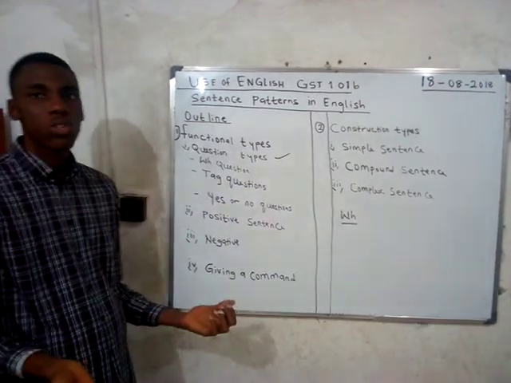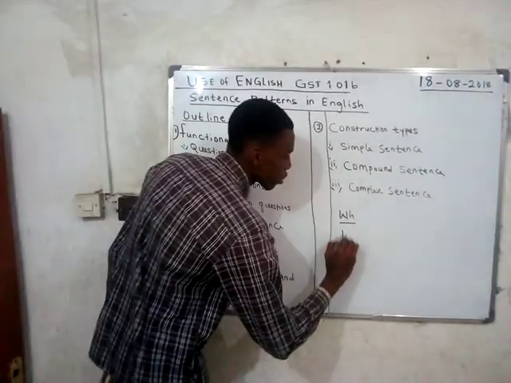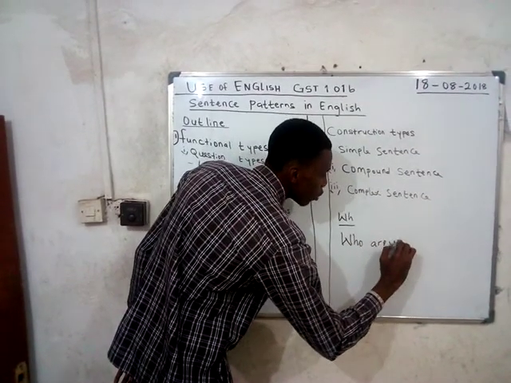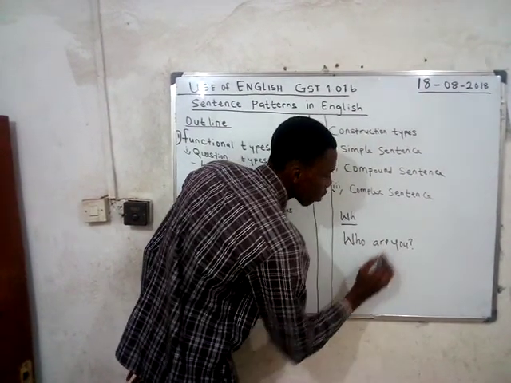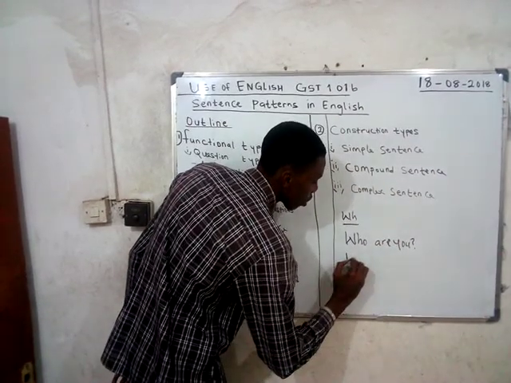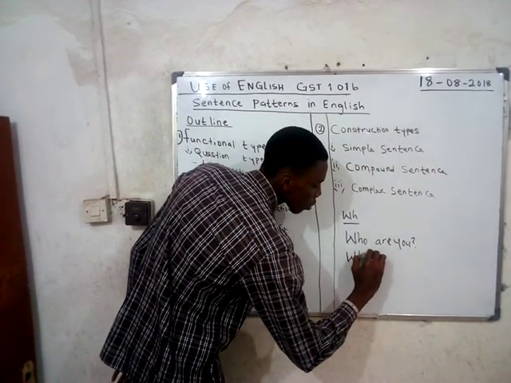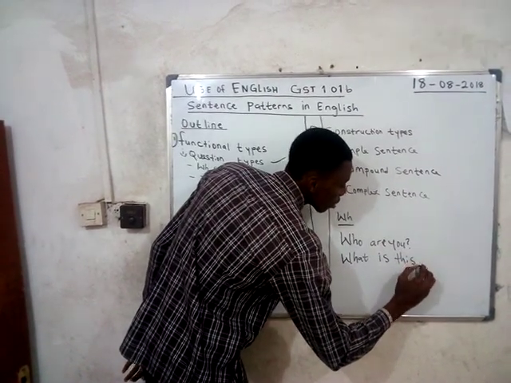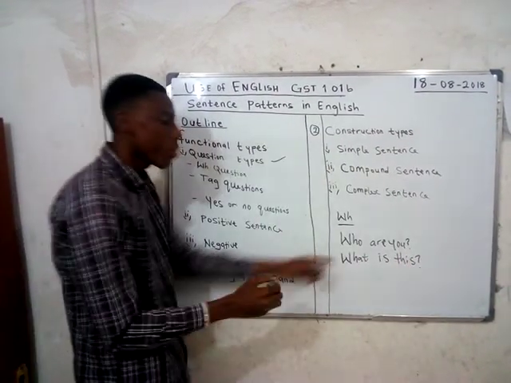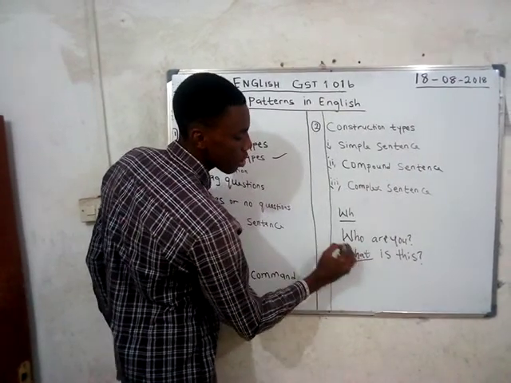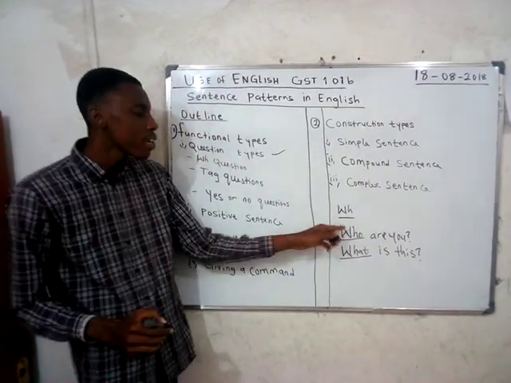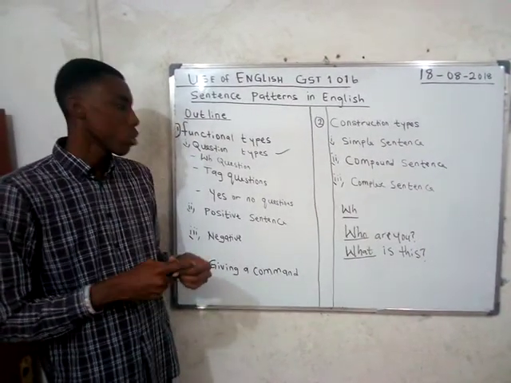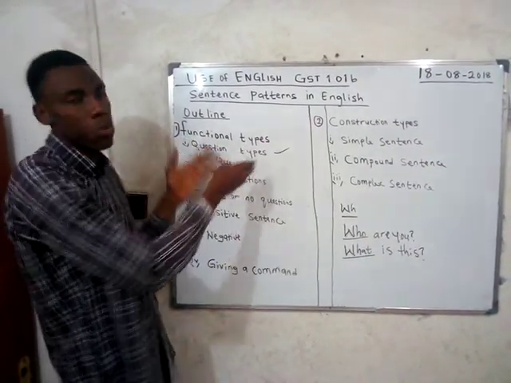And what are some of those questions? We have questions like, who are you? What is this? And so many other WH words. Now, if you look at it, the first word in each sentence starts with WH. That is why we call such questions WH questions.